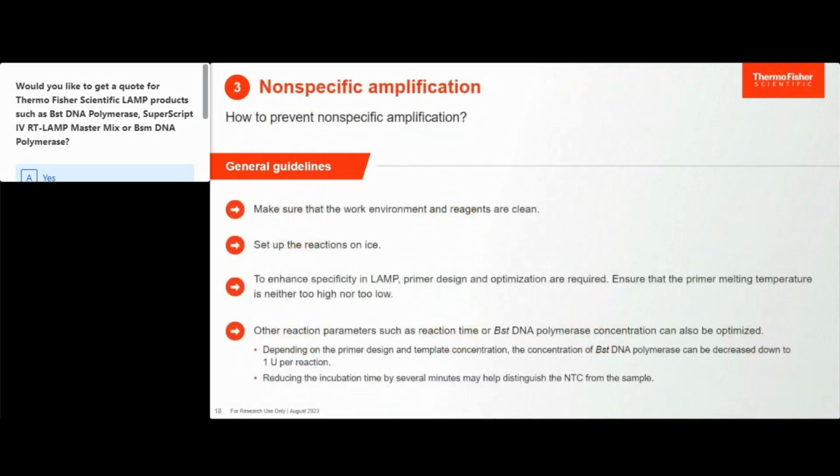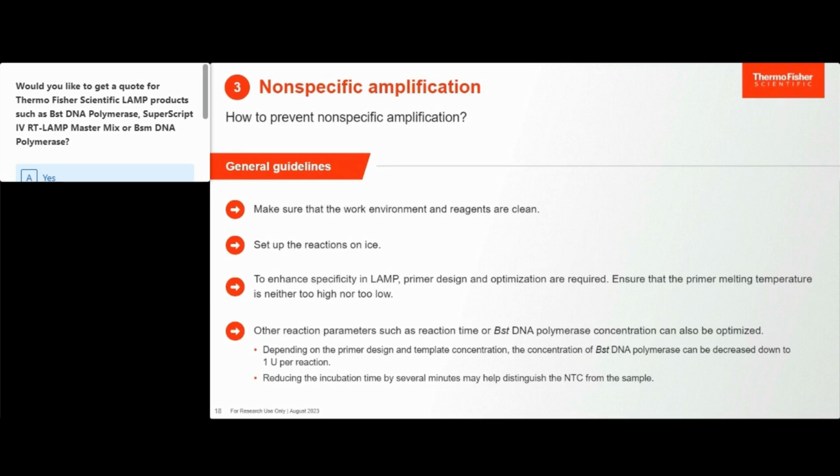The third important factor to consider is nonspecific amplification. The LAMP method is fast and robust, but can often result in nonspecific amplification, leading to false positive results. To help ensure reliable results and control nonspecific amplification, we recommend following these guidelines. Make sure that the work environment and reagents are clean. We recommend cleaning the workspace regularly to prevent contamination. Set up the reactions on ice to avoid nonspecific amplification products.